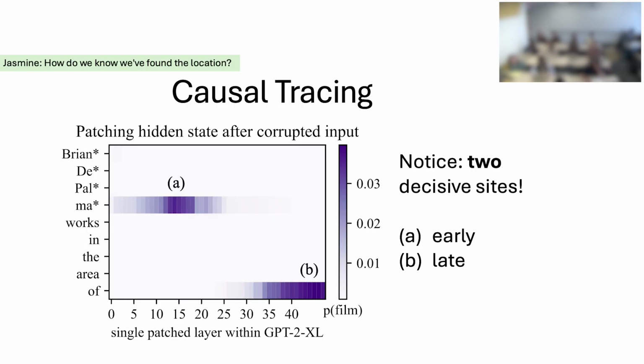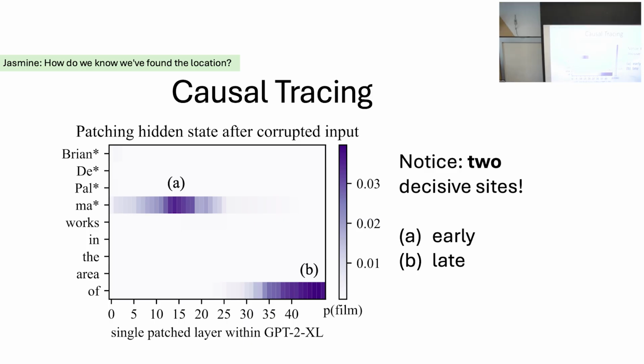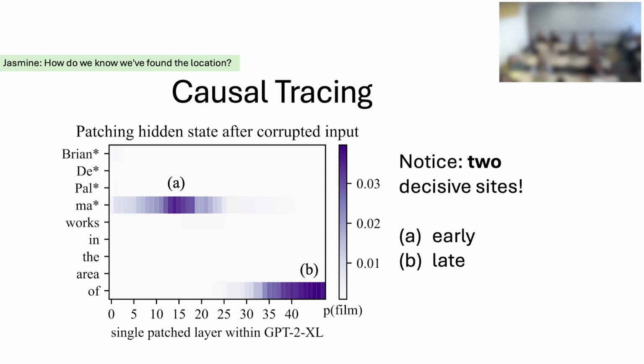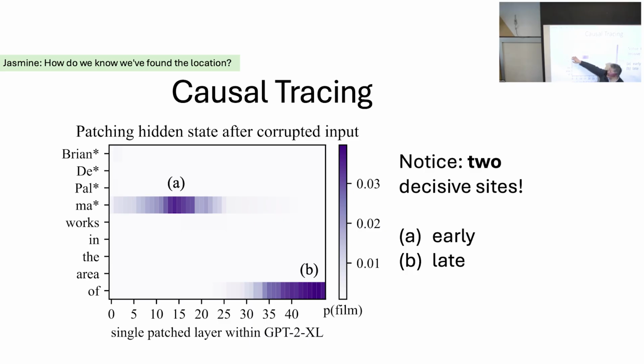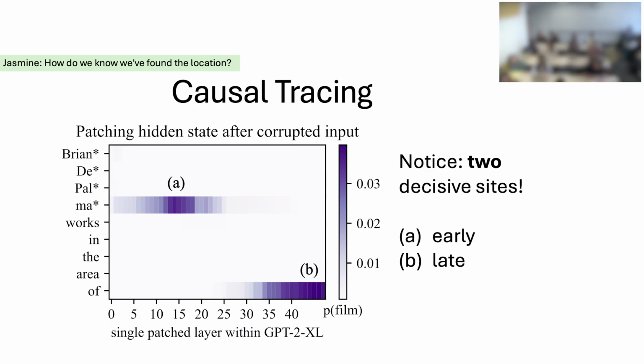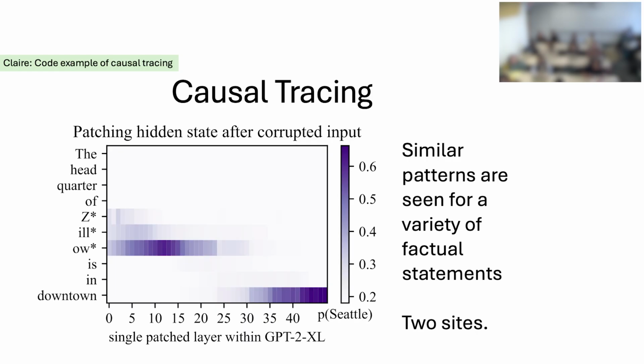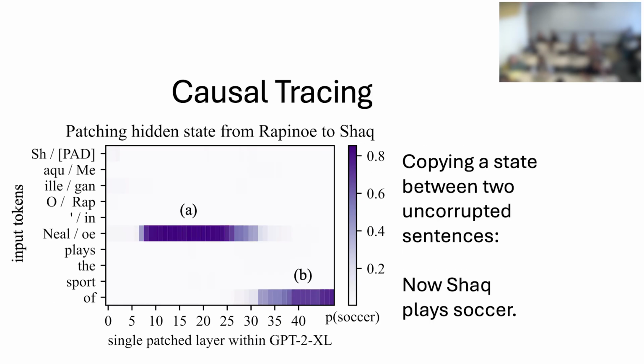So this is a common experimental form, and that's what this heat map is. Basically, it's saying, if I patch Brian to something, or Paul and Ma to something, then what happens? If I patch works to works, in the area, right? So you have two parallel sentences. Here, I'll put a clearer form here. Shaquille O'Neal, Megan Rapinoe plays the sport of, right?